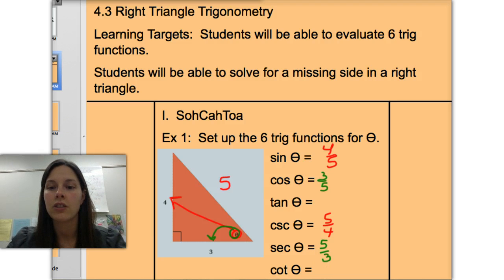And finally we have tangent and cotangent. Tangent is opposite over adjacent, so 4 over 3. And then the cotangent is the reciprocal, 3 over 4.